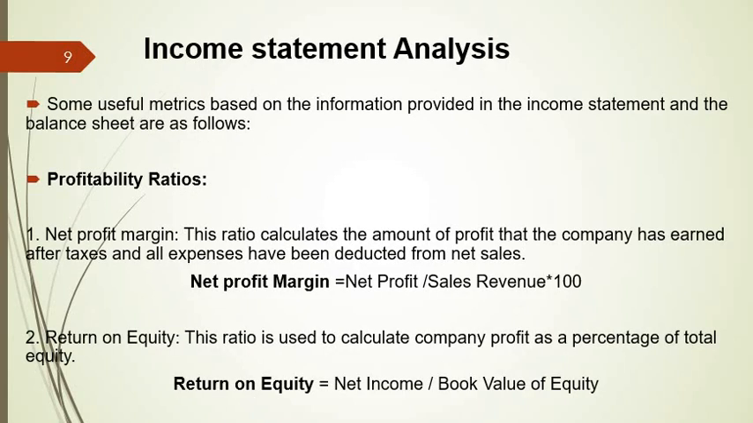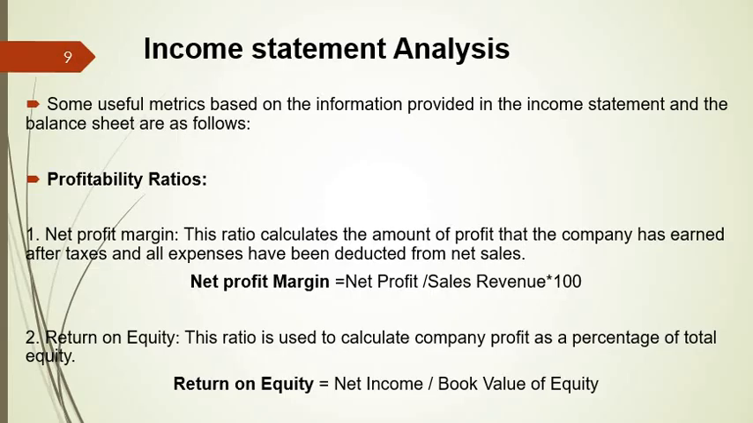Now let's see how different components of the income statement help us in identifying some facts about the organization. If we analyze the income statement and want to know about the profitability the company has earned after taxes on all the expenses which have been deducted from the net sales, we call it the net profit margin. When we divide net profit, which is a component of the income statement, by the sales revenue, which is also the beginning head of the income statement, we get the net profit margin.